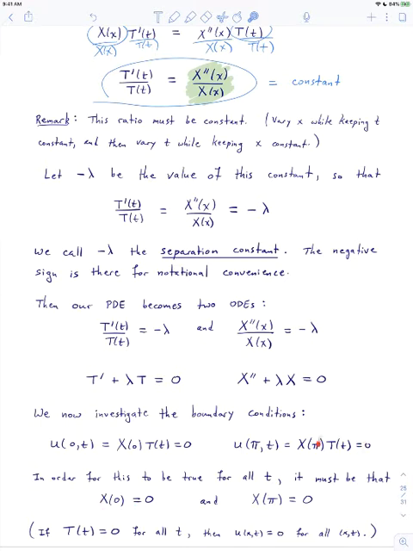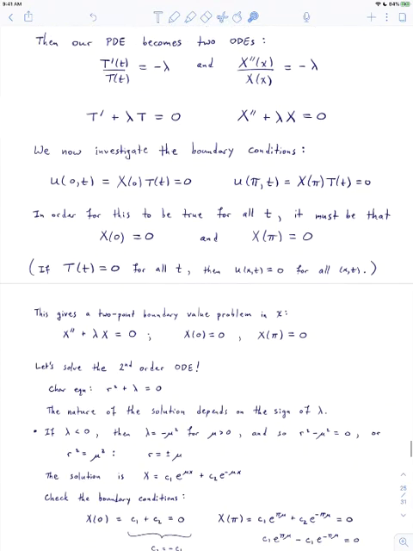Similarly, we want to assume that capital T at t is non-zero, or at least it's not always 0, but the product is always 0. So the only way that can happen is if X at pi is equal to 0. So this gives us a boundary condition, or a two-point boundary condition, for our X differential equation, X prime prime plus lambda X equals 0.